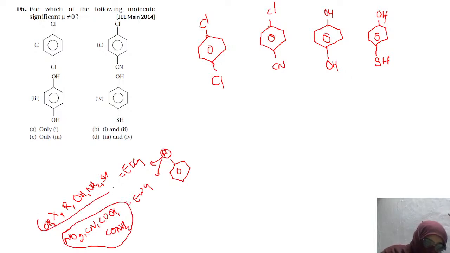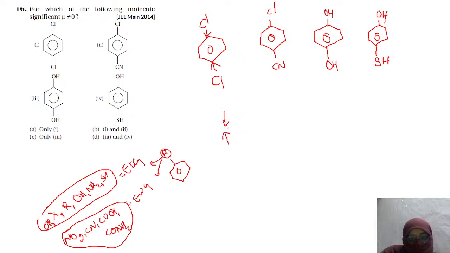And these are only the donating groups: halogen, carbon chain, OH, and SH. Let us just check. Based on this, we can calculate the dipole moment. So chlorine is a halogen, right? It donates electron to the benzene. That means the head of the arrow will be towards the benzene. That means here one arrow is downward, and again one is up.